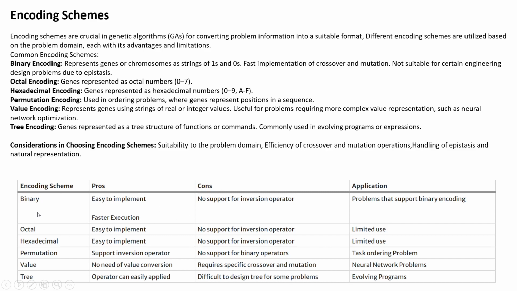In binary encoding, it is easy and faster, but there is no inversion operator. There are basically cons to every type of encoding. Permutation encoding supports the inversion operator, but there is no support for binary operators. So there are a few problems with every type of encoding. You need to choose your encoding very carefully depending upon your problem.